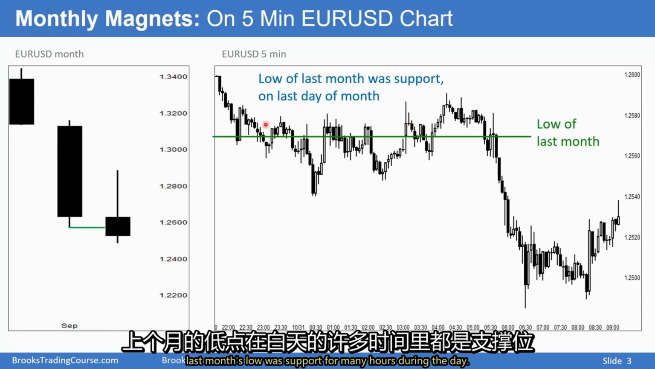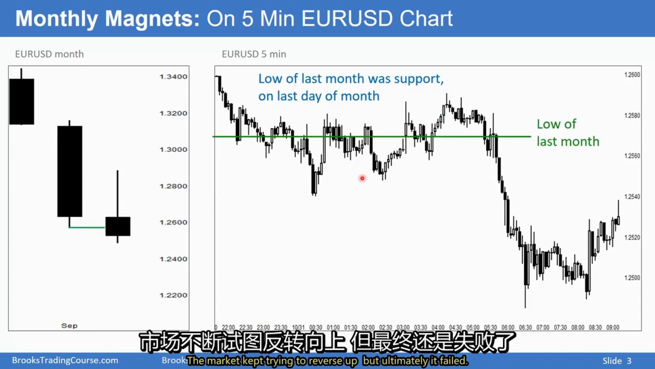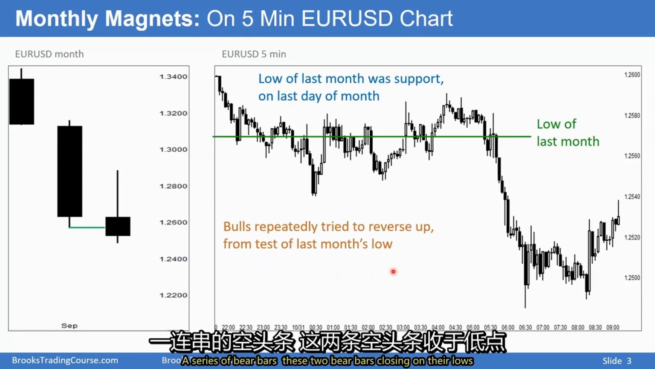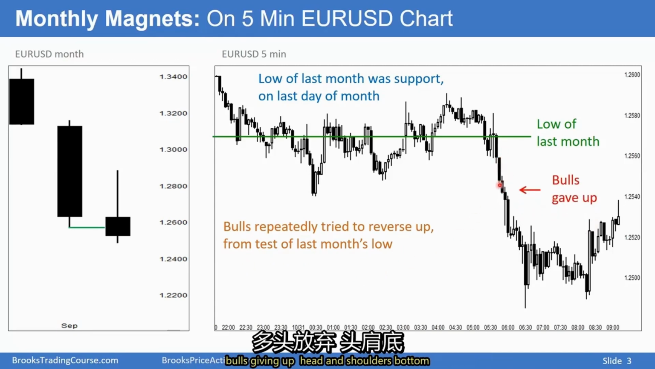On the last day of the month, last month's low was support for many hours during the day. The market kept trying to reverse up, but ultimately it failed. A series of bear bars, these two bear bars closing on their lows, bulls giving up.